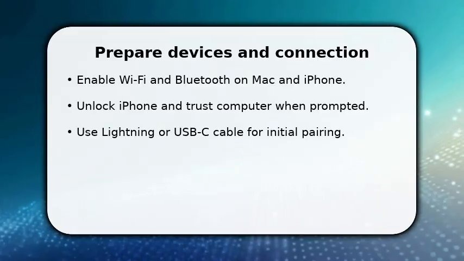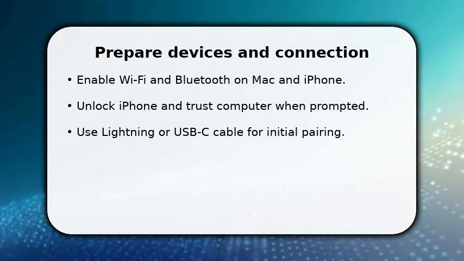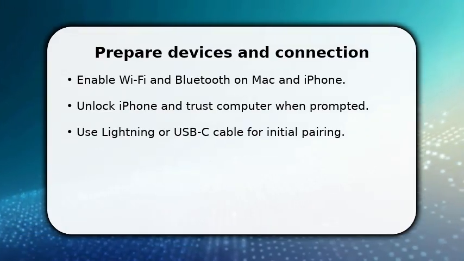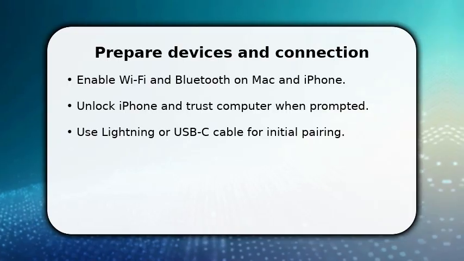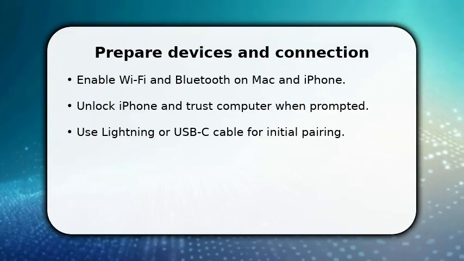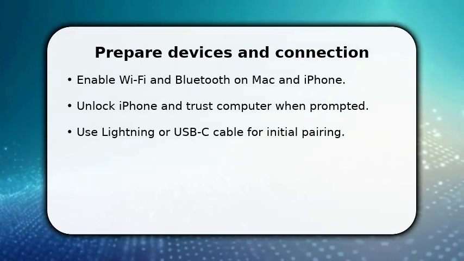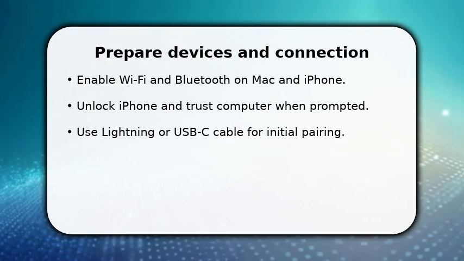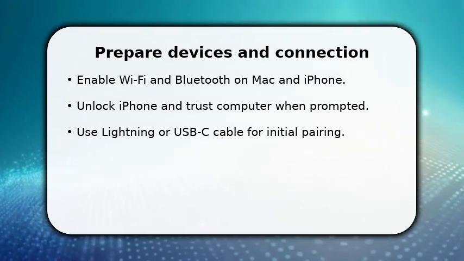You start by connecting the iPhone to your Mac so Image Capture can see it. Plug in the Lightning or USB-C cable and unlock the phone. Once done, tap Trust on the iPhone if requested, and make sure both Wi-Fi and Bluetooth are enabled for wireless transfers later. Open Image Capture in Applications.